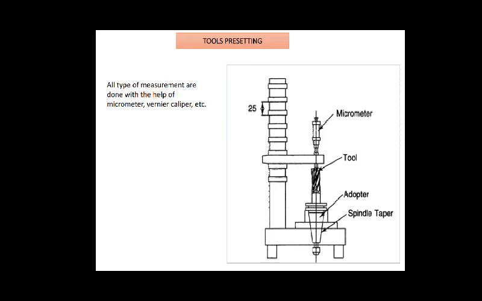Tool length and tool diameter compensation facilities available in present-day CNC machines have brought down the importance of presetting. As we know, presetting was very important in olden days, but CNC machines have brought down its importance. Now let us see further, that is the tools.